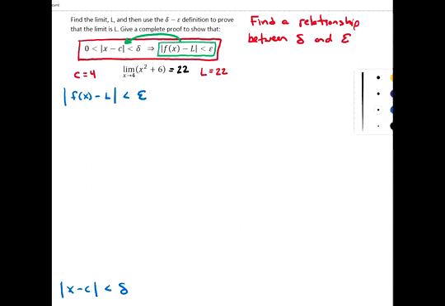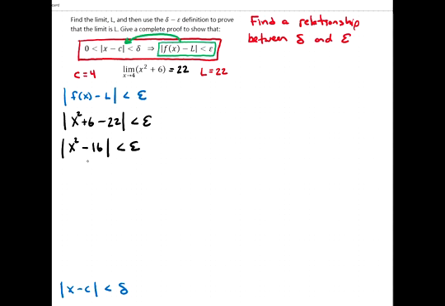Okay, so f of x is, in this problem, x squared plus 6. So we have the absolute value of x squared plus 6 minus L. In this case, L is 22, is less than epsilon. Okay, 6 minus 22, that is a minus 16, is less than epsilon. Okay, so how can we make this into an x minus 4? Well, it looks like we have a difference of squares here. And we could factor that difference of squares to x minus 4 times x plus 4.